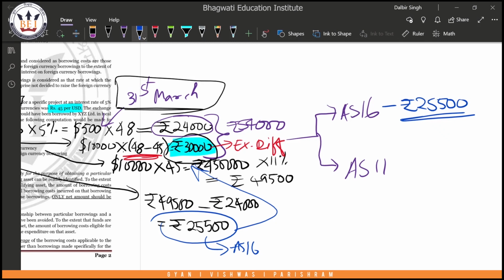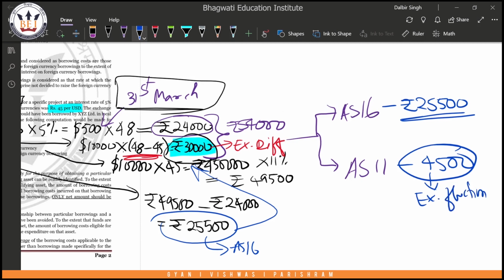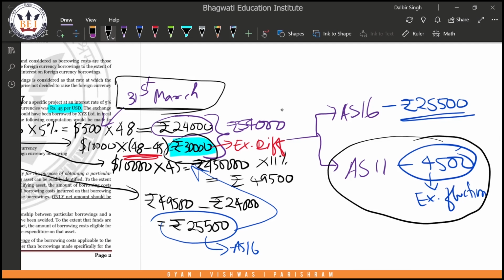Anything remaining, which here is 4,500, will be considered as exchange fluctuation. This will be dealt in AS 11. I'm not going to discuss this here. The treatment as per AS 11 of what happens to this 4,500, I will discuss in AS 11, not here. But to the extent of 25,500, it will be considered as borrowing cost.